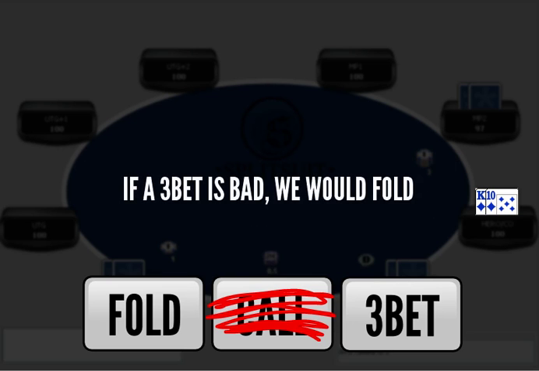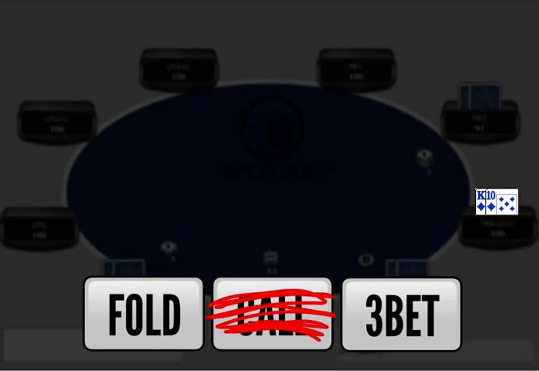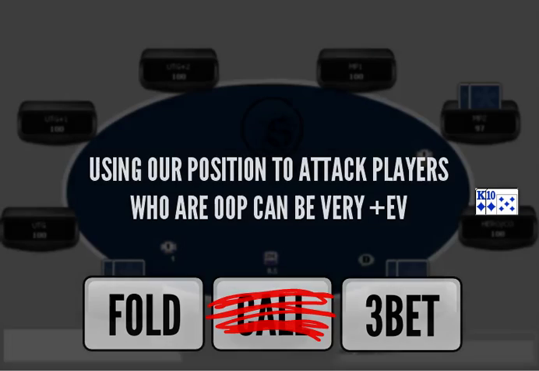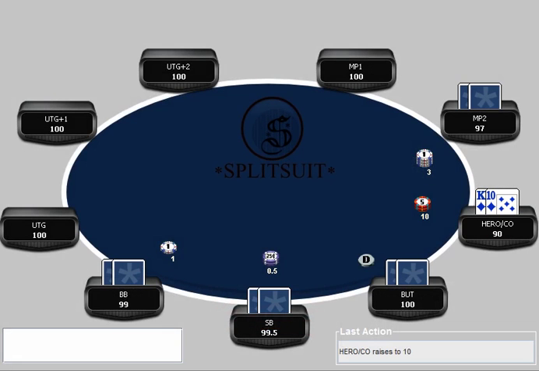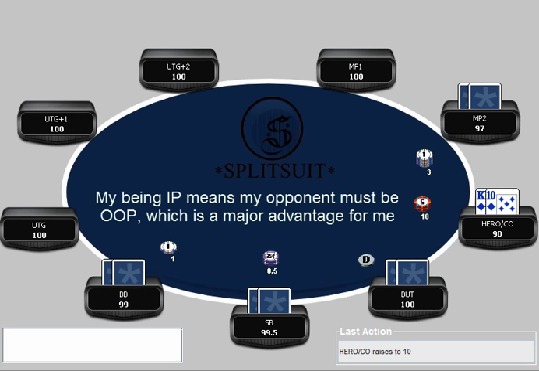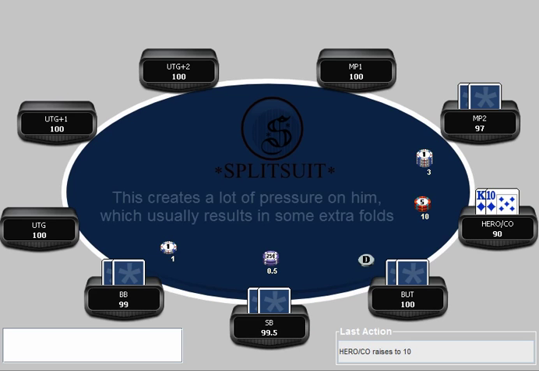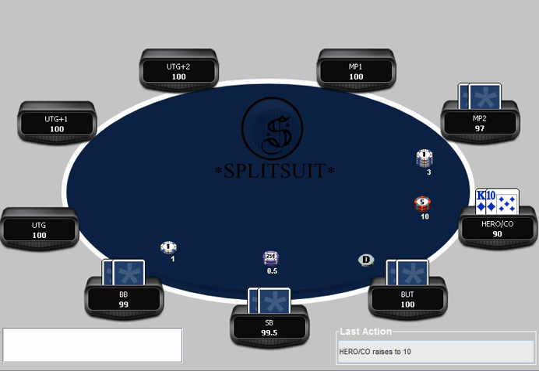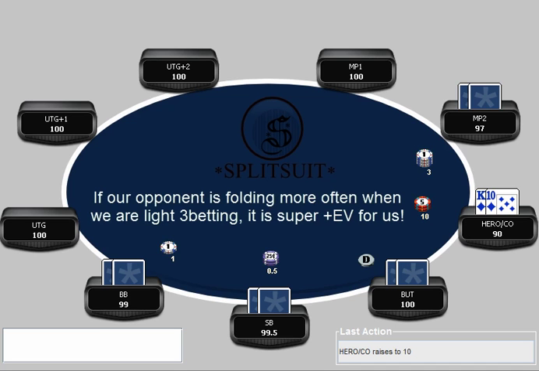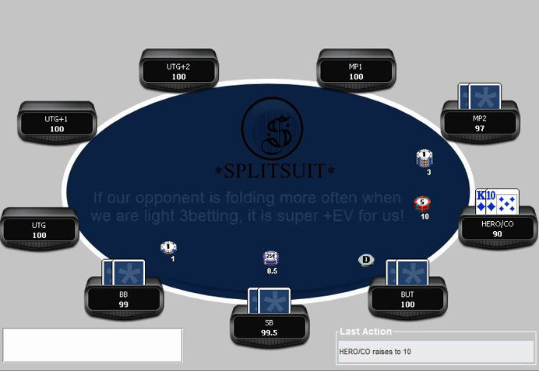What I like to do is use position to attack individuals. We can use it to attack people when stealing, but we can also use it to attack people when 3-betting. The reason why I like doing this is because I'm in position, which of course means my opponent is going to be out of position, and it's going to apply a lot of extra pressure to him. Is he really going to want to call me out of position with whatever he has? Most of the time he's probably just going to hate life and end up pushing the fold button a lot of the time. And if he's doing that, that's just printing money for me. I can't even begin to complain about that. So these are situations I like to look for, situations where I can utilize my being in position and their being out of position.